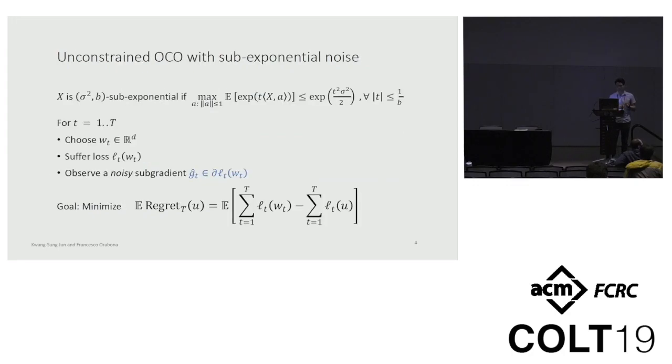So we make the assumption on the noise: sub-exponential. It looks as follows at the top. And it includes not only Gaussian, but also Laplace and chi-square distributions. One thing to point out is the gradients are now noisy, so the iterates w_t are stochastic, and regret is also stochastic. So we consider expected regret.